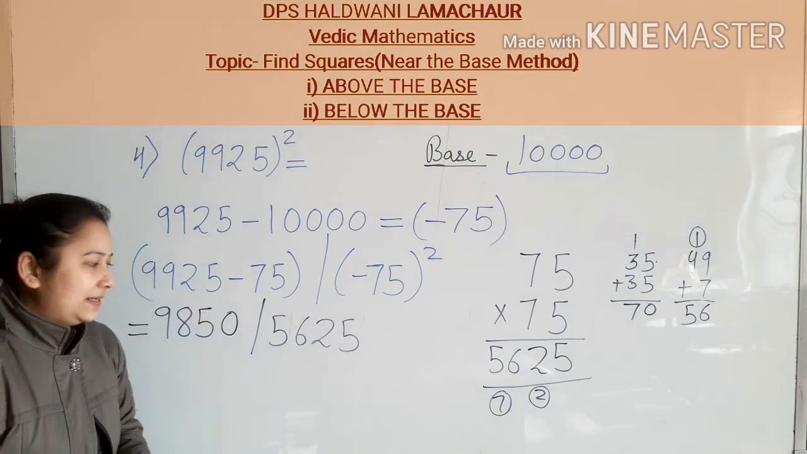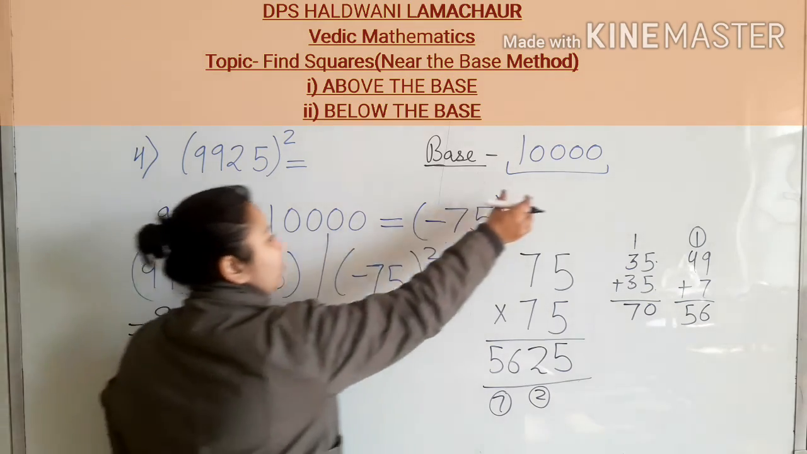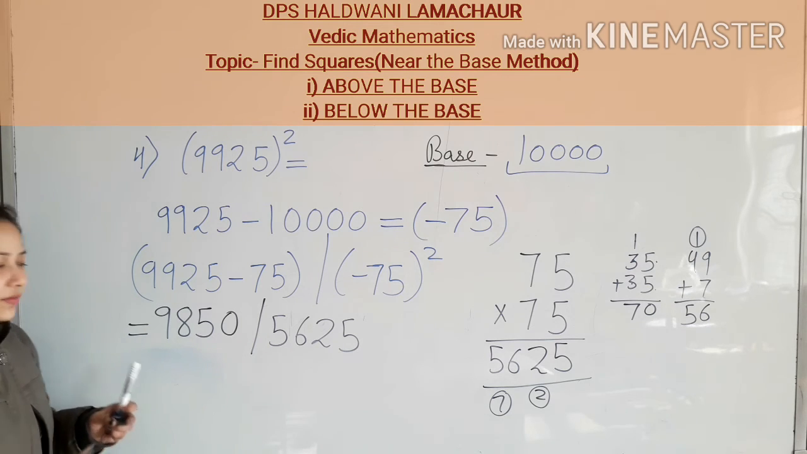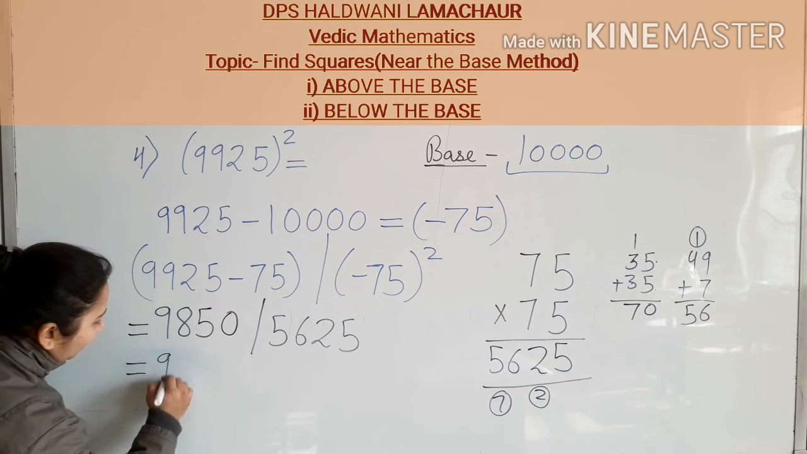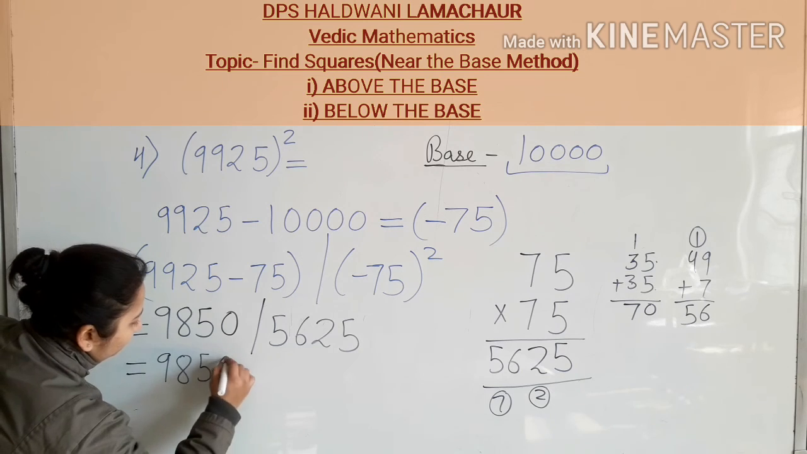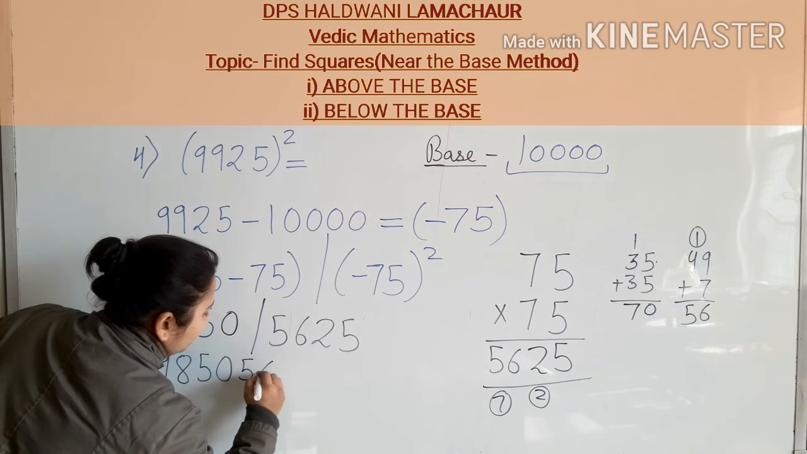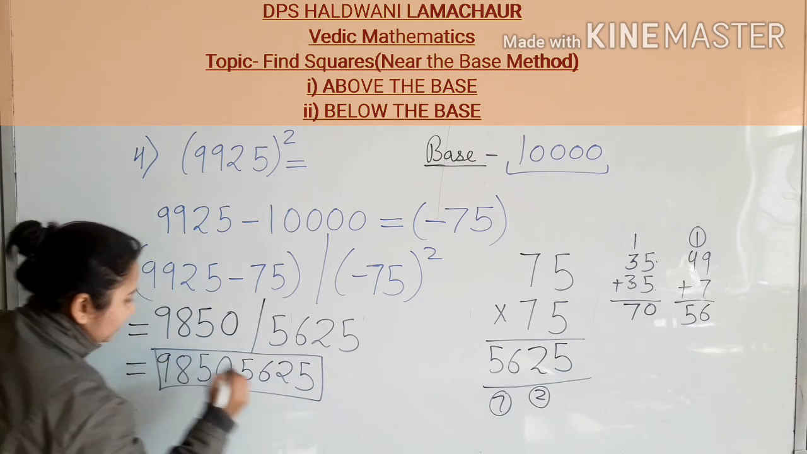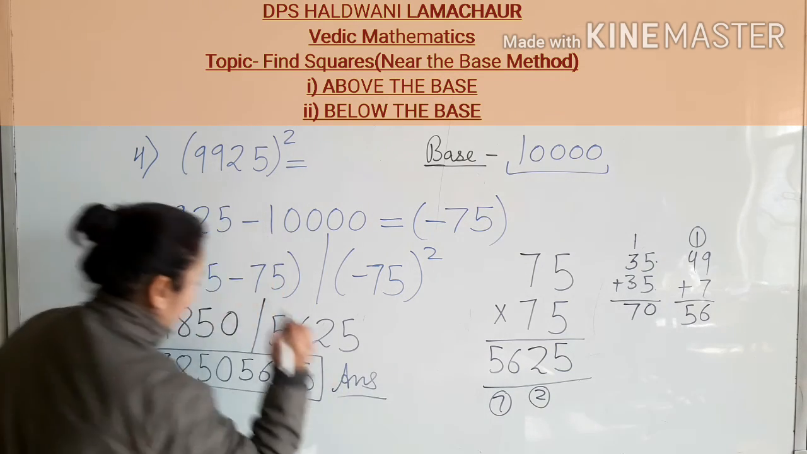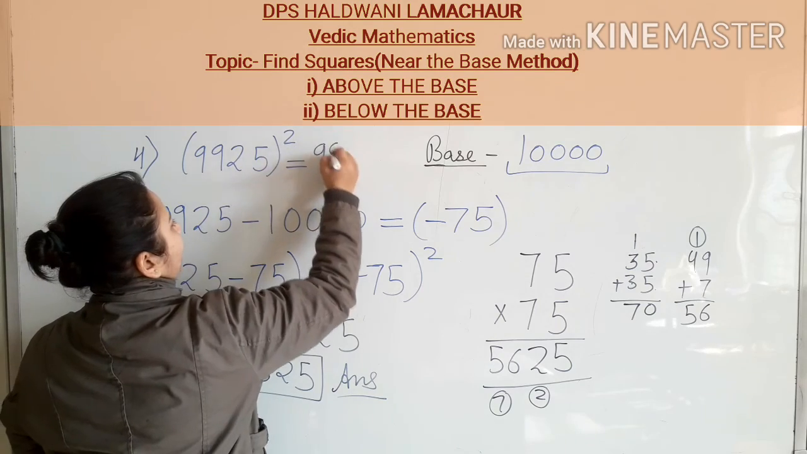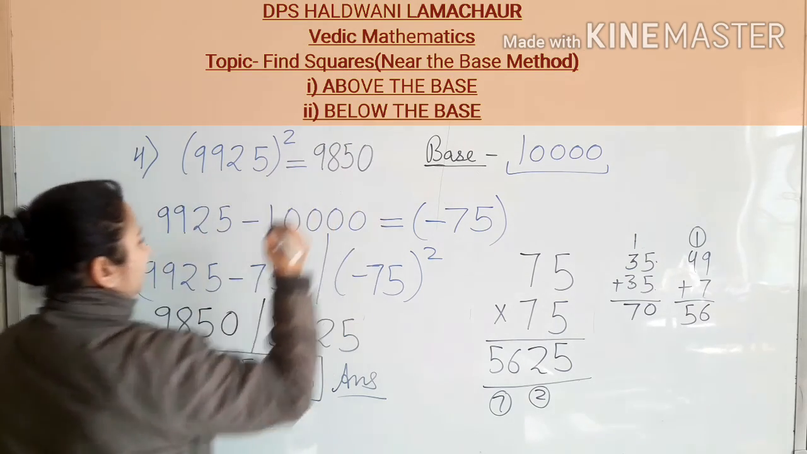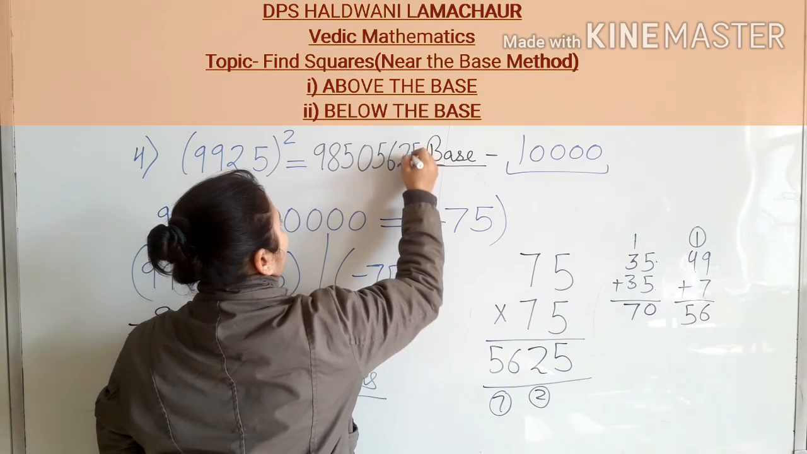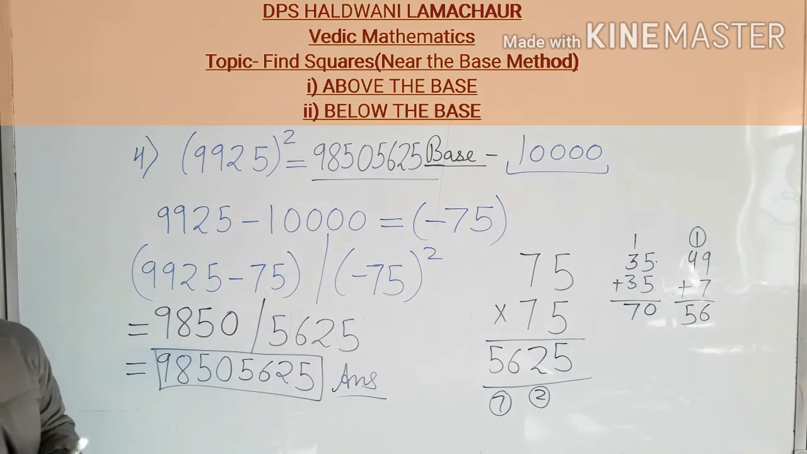It's very easy. Now see students, 4 zeros are there and 4 digits are there, so nothing we have to do, we only have to write the answer. See, 9850 and this 5625, and this is your answer.